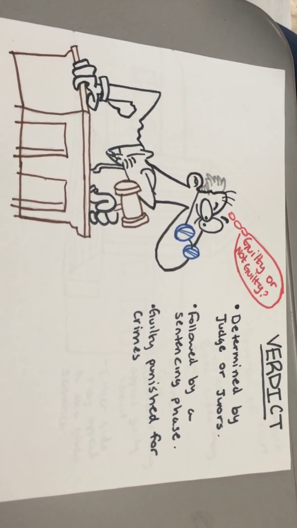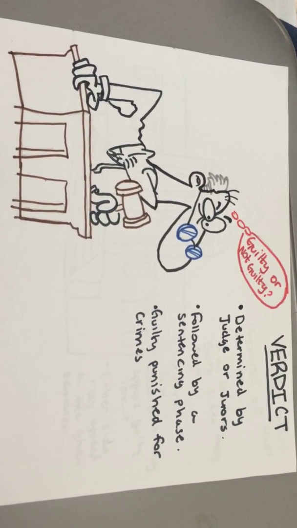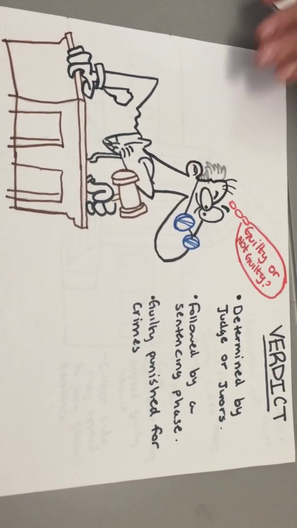In this stage of the case, the judge or the jurors determine if the accused is guilty or innocent. This is often followed by a sentencing phase in which the accused, if guilty, is punished for his or her crimes.